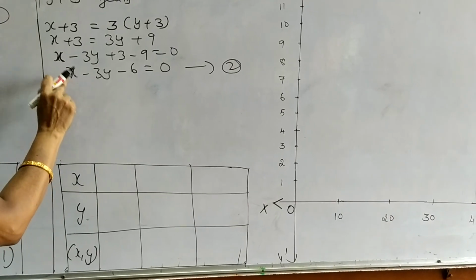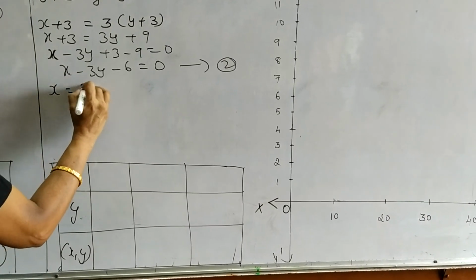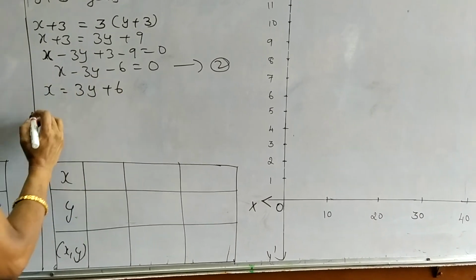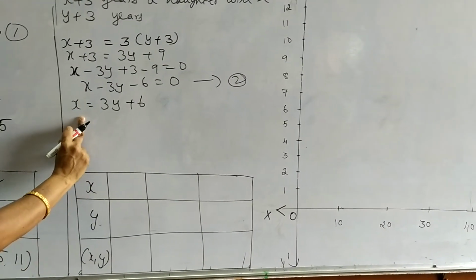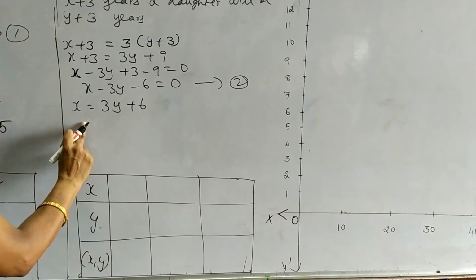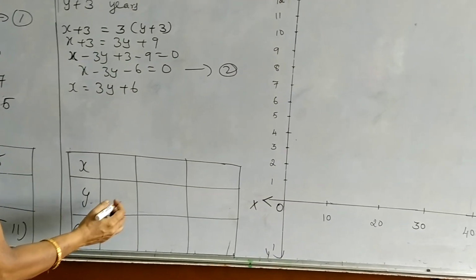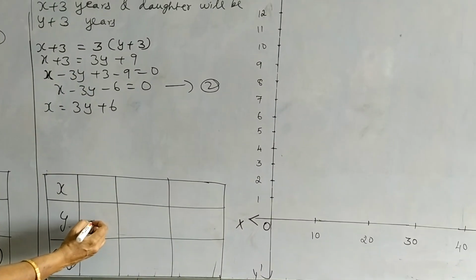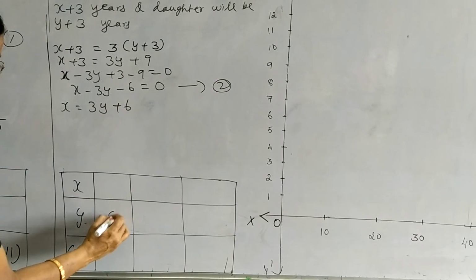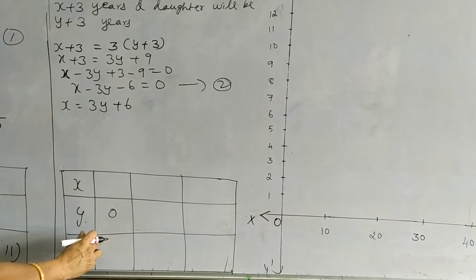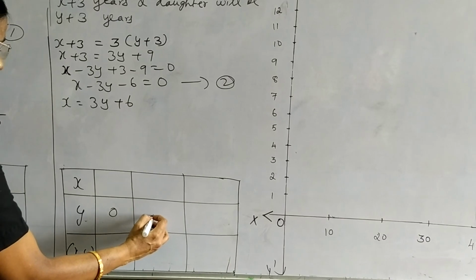Here too I find x form easier. So x is equal to 3y plus 6. It is in x form, therefore we are going to give values for y. So what are the values I am going to take here? Y as 0. When you take 0 we will get 6. And the second number I take as 8.